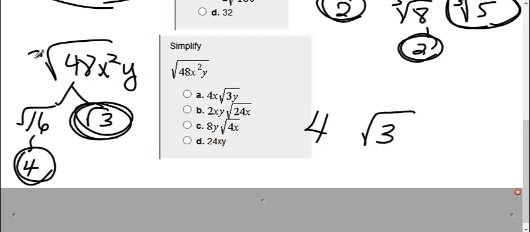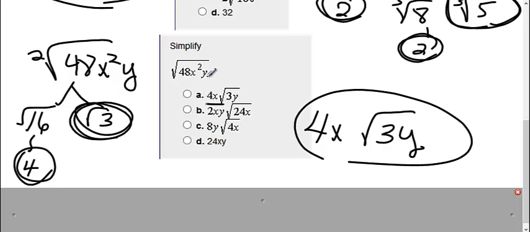We know a square root has a 2 here. 2 goes into 2 one time, and there is no remainder. So I'm done with that x squared. I can't pull anything out of this y because it's just one y. 2 doesn't go into 1. Therefore my y is still underneath the square root. So we get 4x times the square root of 3y, which is choice A.